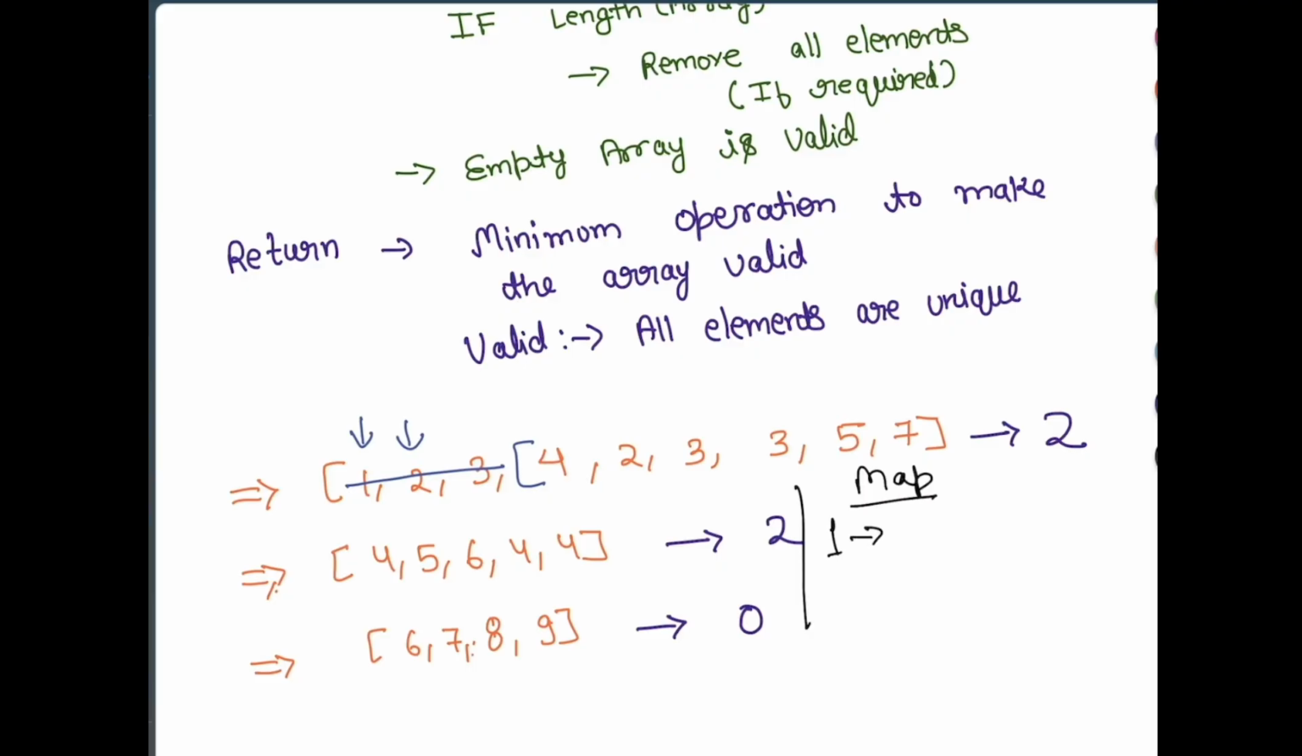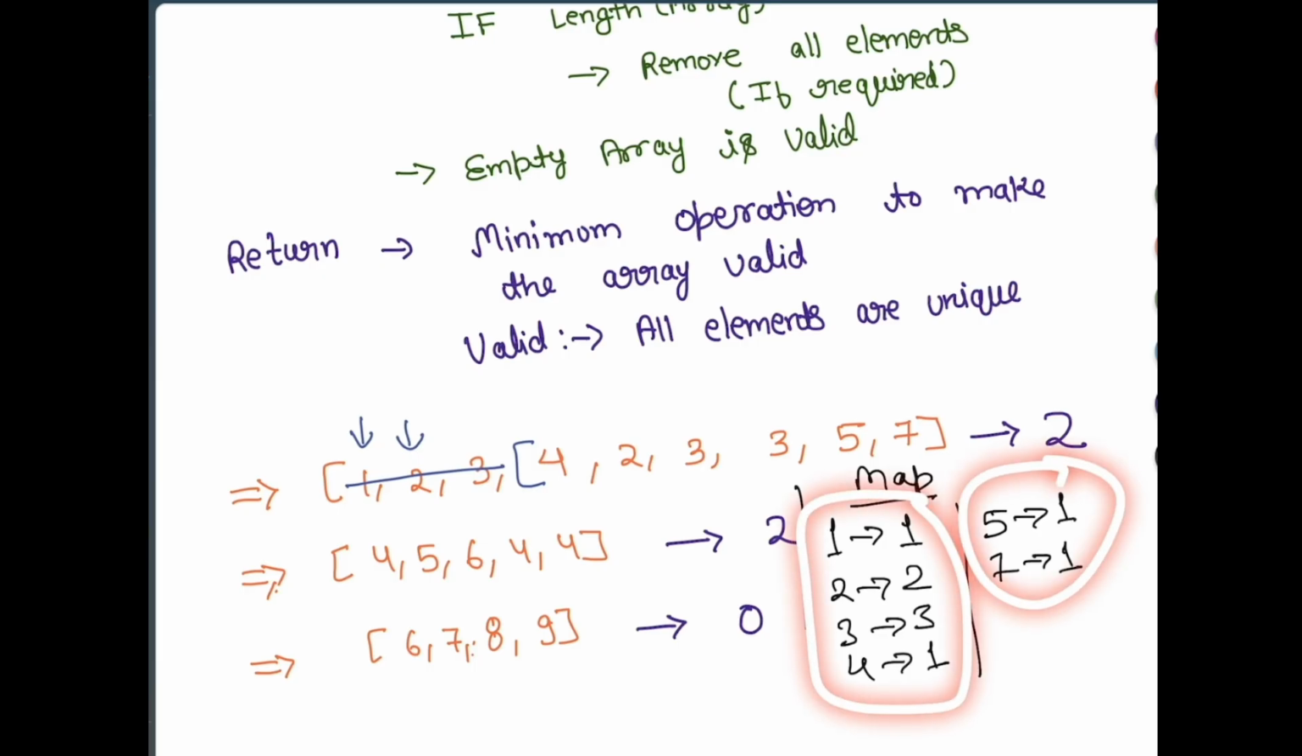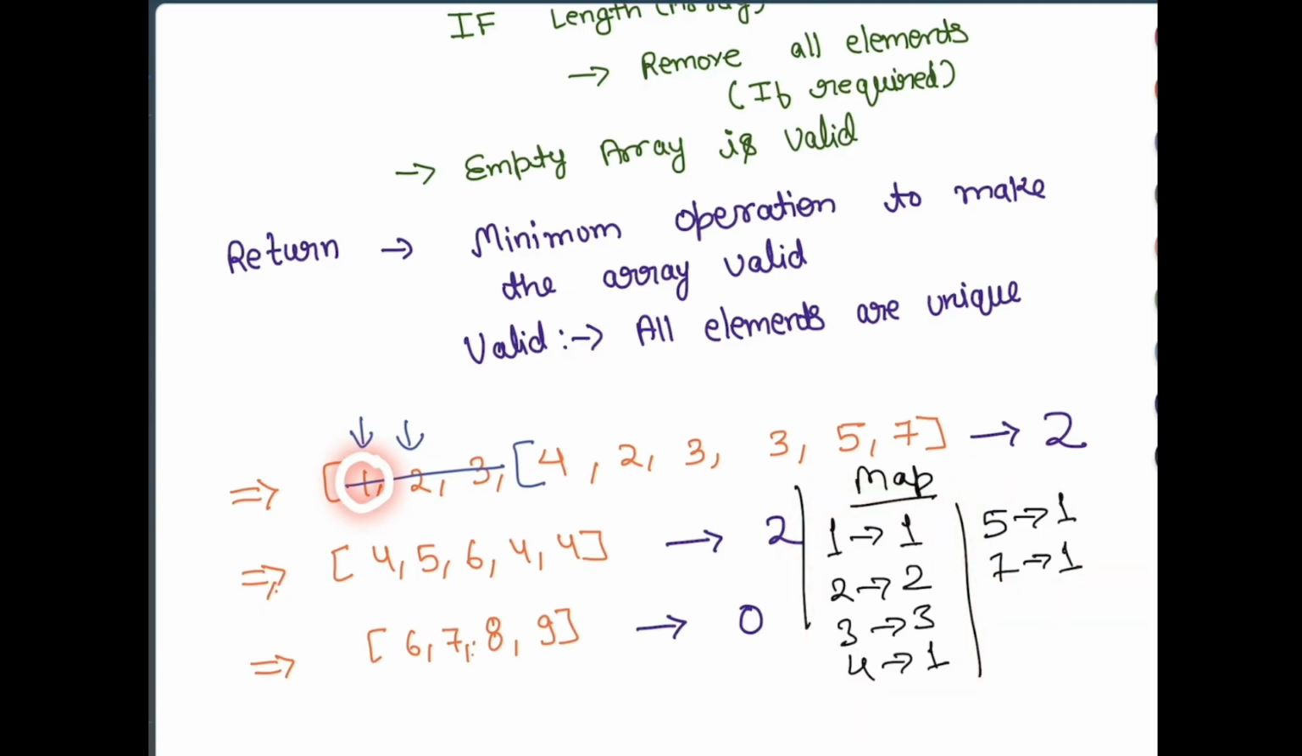So I can say 1 is one time, 2 is two times, 3 is three times, 4 is one time, 5 is one time, and 7 is one time. I can perform one loop and keep this map ready, right? Now the moment I encounter a 1, I know that 1 is just one time, which is fine.